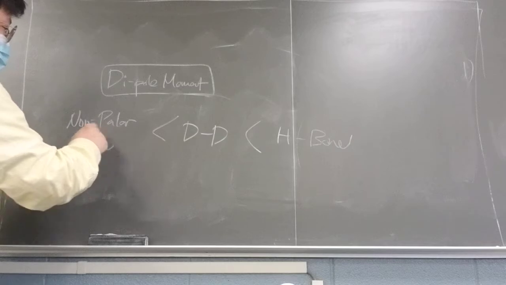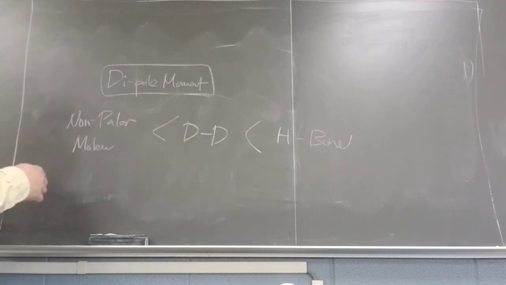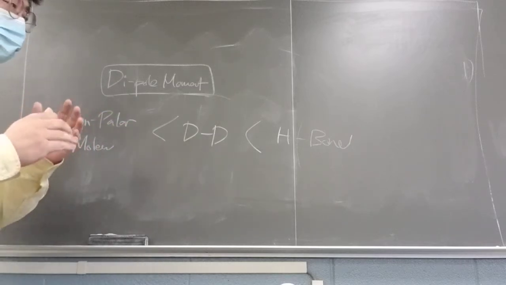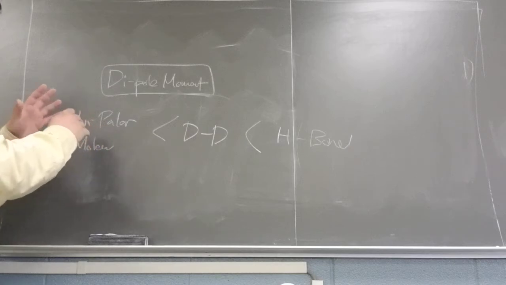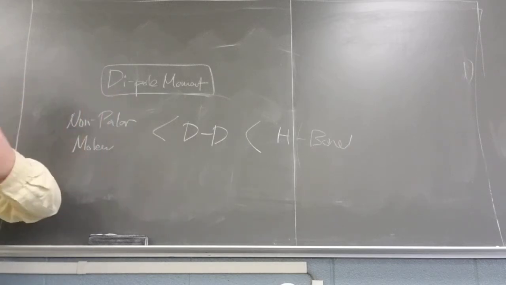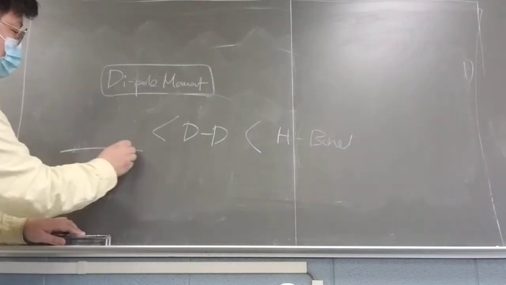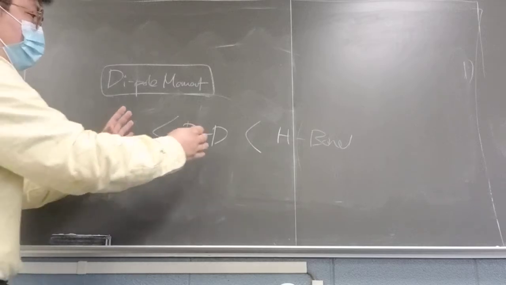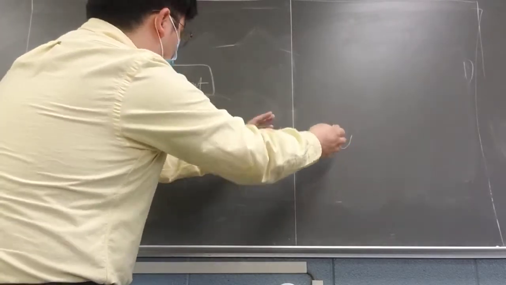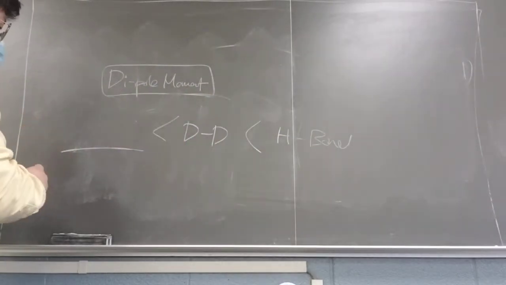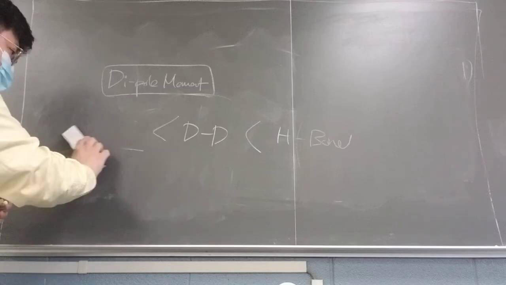There's no polarity on the compounds. What happened to this one? Interestingly, even the molecules without any polarity still can interact with each other. But obviously this one will be the weakest one. This one is somewhat strong, quite strong, but this is the weakest version of interaction.